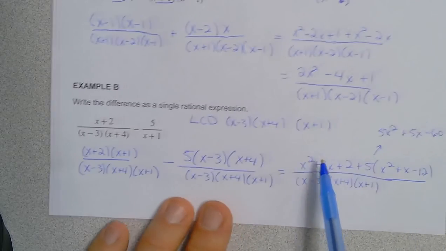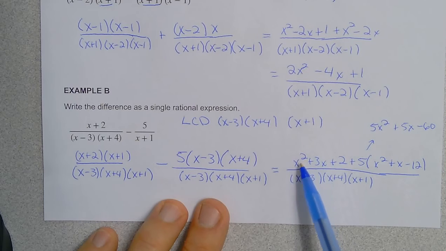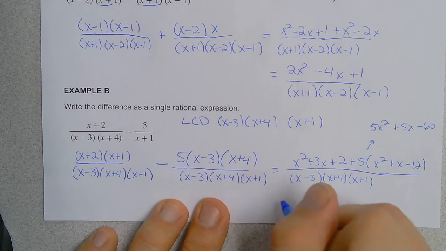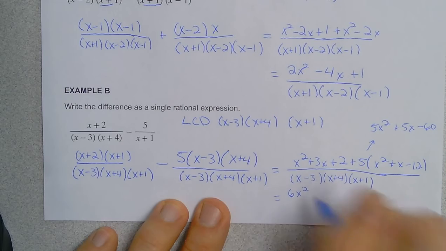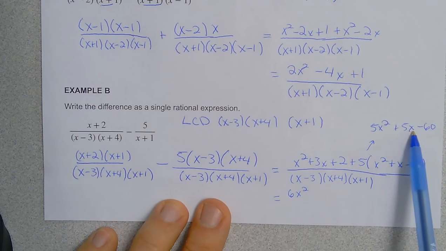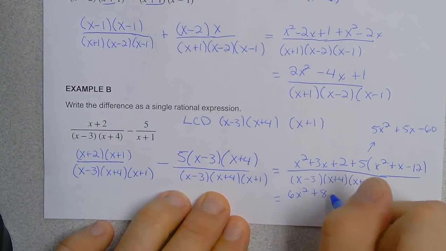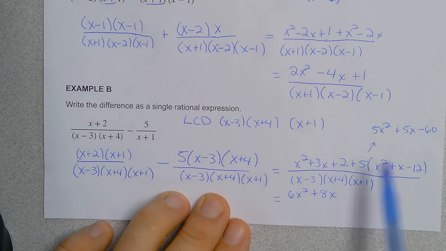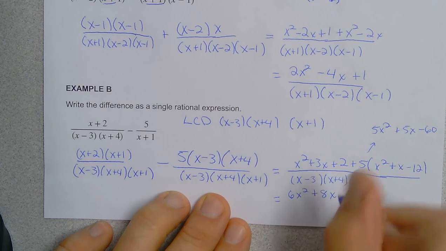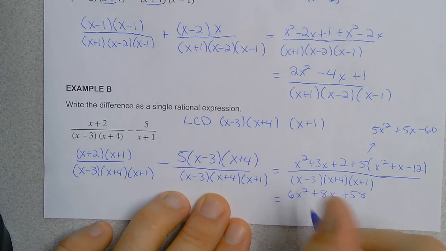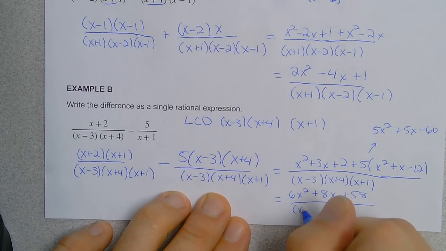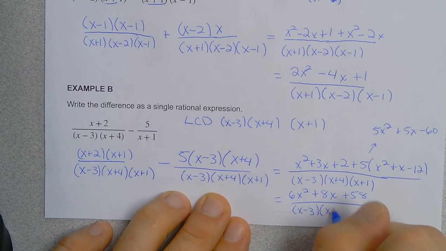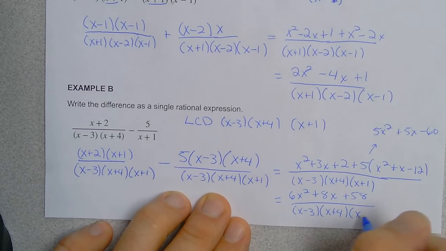And then I'm going to combine my terms. So x squared plus 5x squared is going to give me in the numerator 6x squared. And then 3x plus my 5x, I have plus 8x. And then when I add my 2 and subtract 60, I'm going to add 58. And then that's over x minus 3 times x plus 4 times x plus 1.